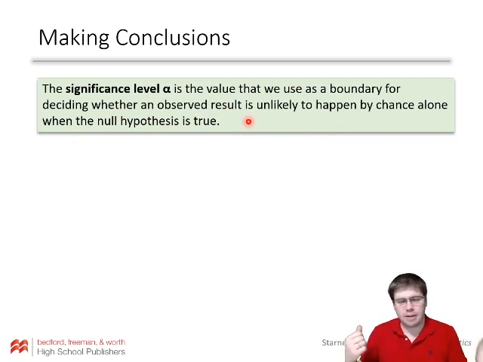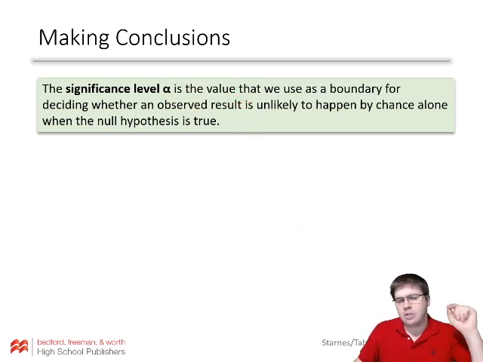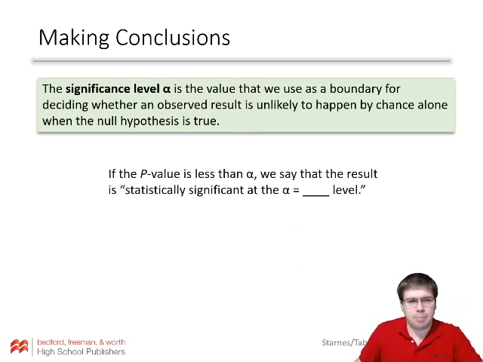You remember you can choose a confidence level. We can choose a significance level. How certain do we want to be? How small does that probability need to be so that we reject? So if the p-value is less than alpha, we say the result is statistically significant at alpha equals whatever, that 5% level or 10% level and so on.